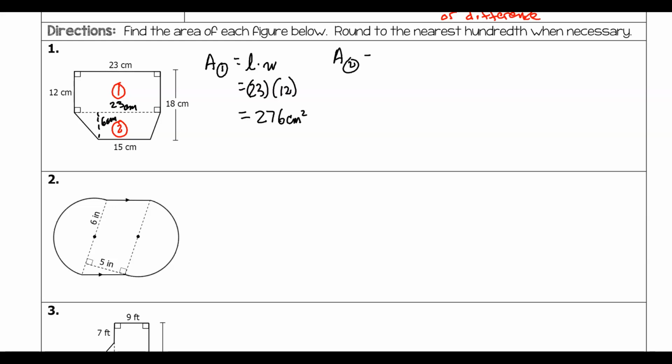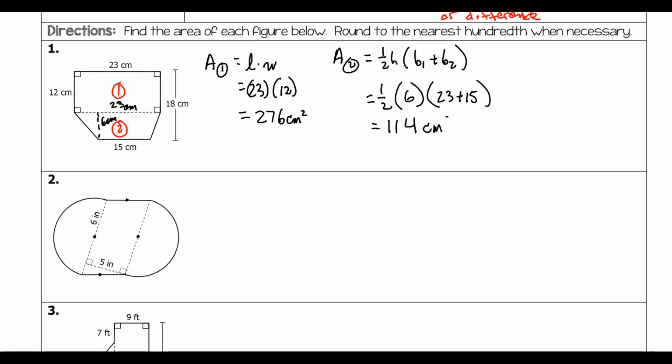And then the area of 2 is a trapezoid, so that's 1/2 h times (b1 plus b2). So that's going to be 1/2, the height we figured out was 6, and the bases are 23 and 15. And if we calculate all that, we should get 114 centimeters squared. So the total area, I'm going to call it A sub total, is going to be 276 for the rectangle plus 114 for the trapezoid to give us 390 centimeters squared. Don't forget your units when you're working with area problems.